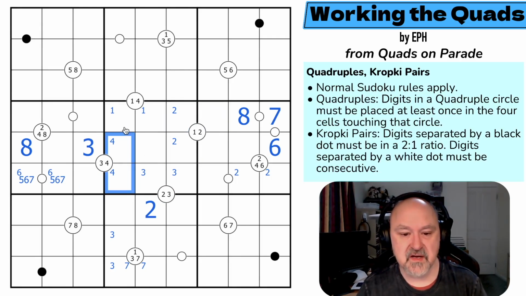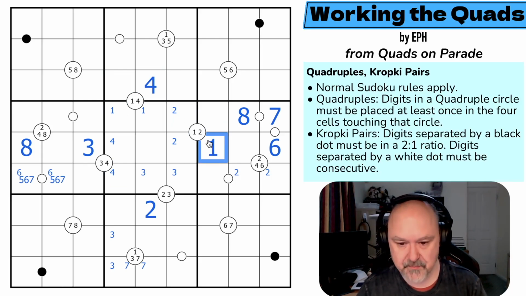These 4s, both of those 4s. A 4 here sees all 3 of those cells. That 4 sees all 3 of those cells. That becomes the 4. And then the same with 1. All 3 of those cells are seen by both of those ones. So that becomes the 1.